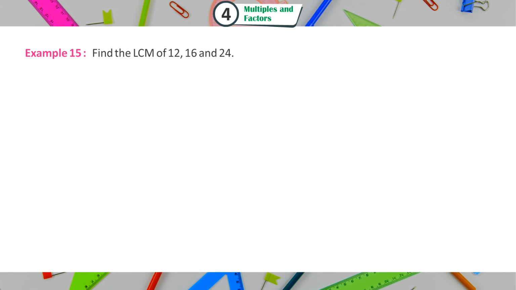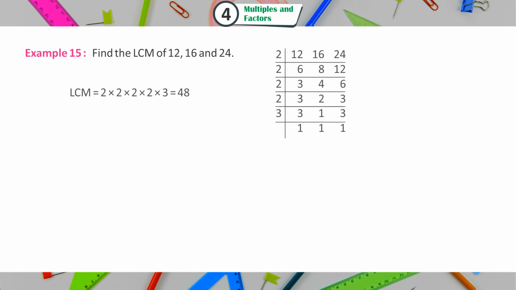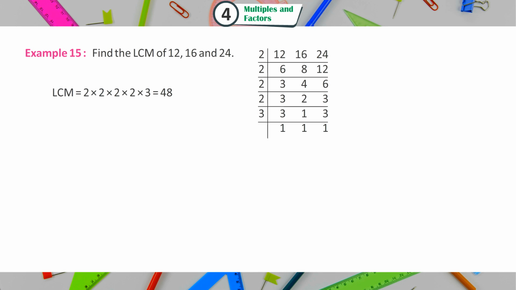Example 15. Find the LCM of 12, 16 and 24. LCM is equal to 2 into 2 into 2 into 2 into 3, which is equal to 48. Thus, the LCM of 12, 16 and 24 is 48.